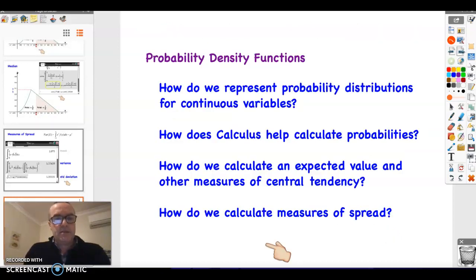So that completes the lesson. We've looked at how we represent probability distributions for continuous variables by using PDFs, or probability density functions. We've used calculus with and without the calculator to calculate probabilities, also to solve the median. We've used the calculator to find the expected value, or the mean, of the probability distribution, and we have formulas for calculating the variance and the standard deviation.